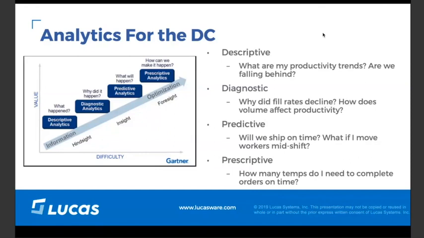Predictive analytics tools give managers an outlook for their shift, day, or week, and can help them make better decisions in the course of a shift. For instance, if I move 3 workers from one zone to another, will that be enough to get all my orders picked and shipped on time?